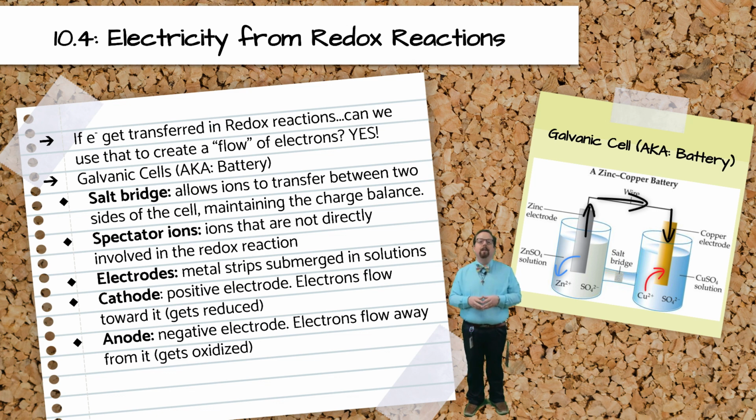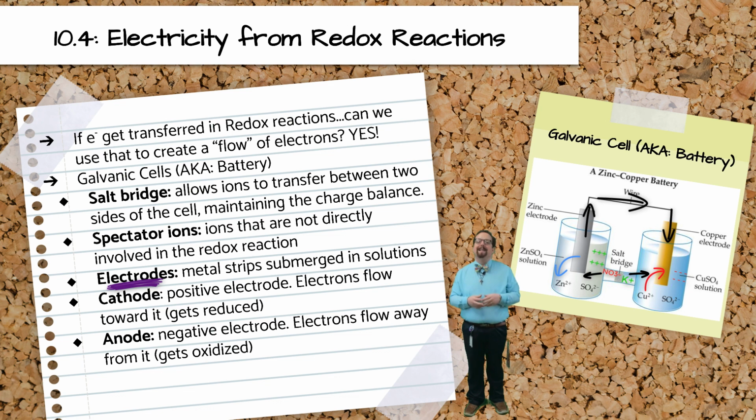Also, as this occurs, we get a net buildup of positive charge on the left beaker and a net loss of positive charge on the right. To balance this out, this is where our neutral salt bridge, something like potassium nitrate, will send its positive ions toward the copper side and its negative ions toward the zinc side. A couple of quick definitions. Any metal strip in which electrons move through in these setups could be referred to generally as an electrode.